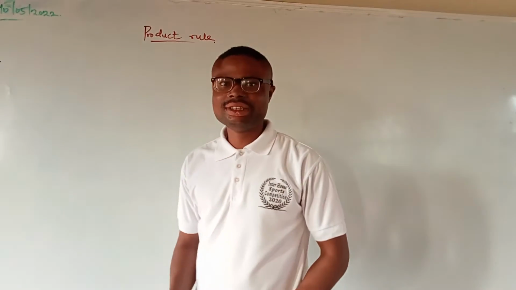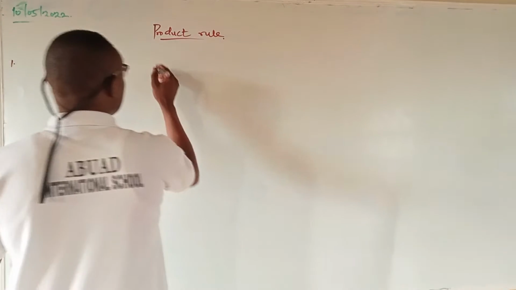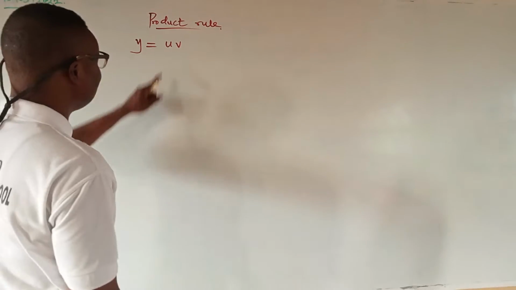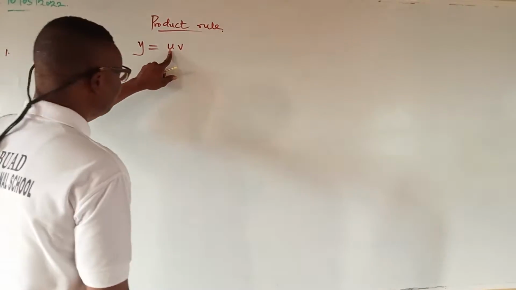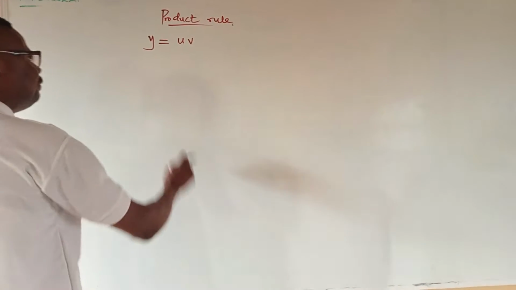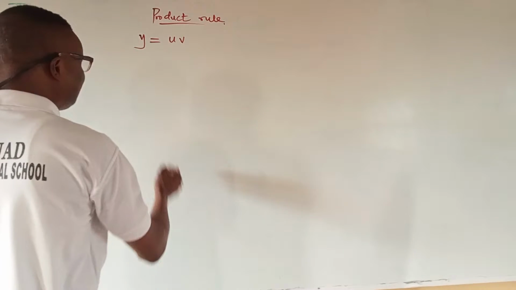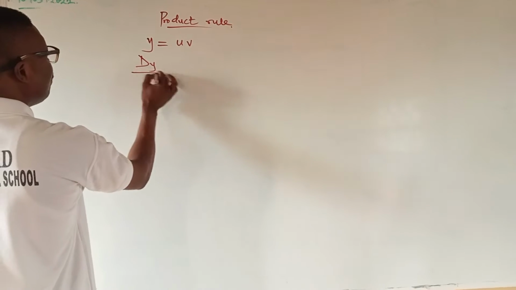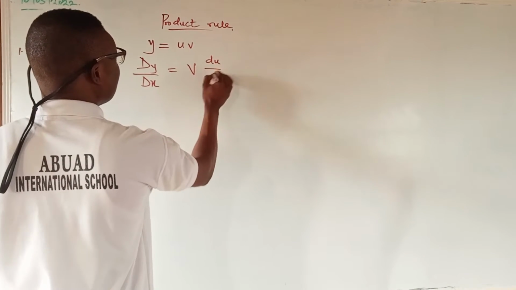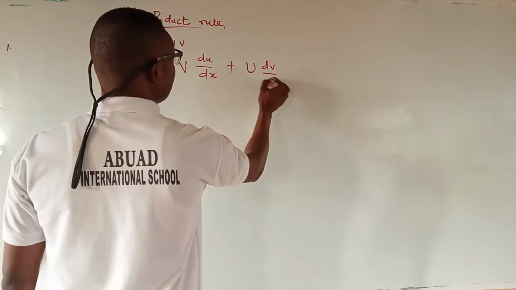Good morning, everyone. Today we are looking into the product rule. When we have a function y equals uv, these are two different functions. u is a function and v is a function. The product of these functions, by the time we find the derivative, which we call dy/dx, the first derivative dy over dx, we obtain it to be v du over dx plus u dv over dx.